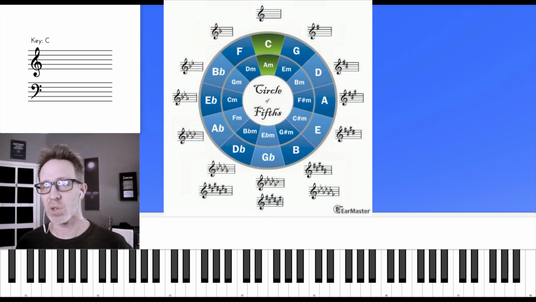The second reason the circle of fifths is so important is it helps us learn key signatures. Like at the top, the key signature of C, 0 sharps, 0 flats, right? If you go to the right and go to G, you have 1 sharp.